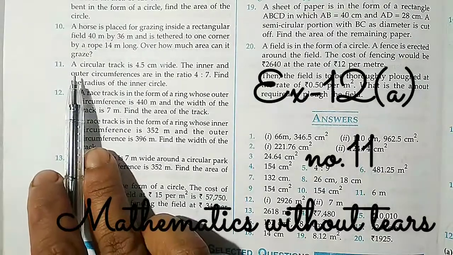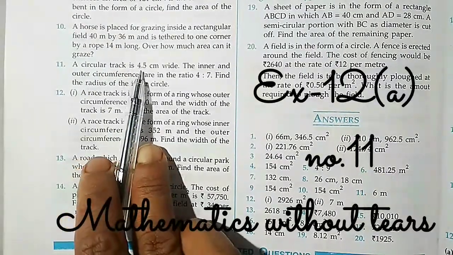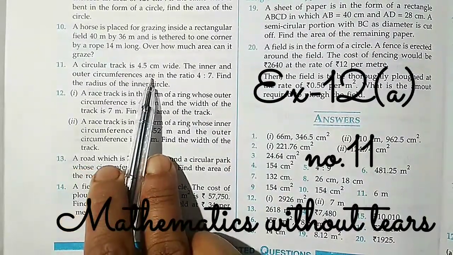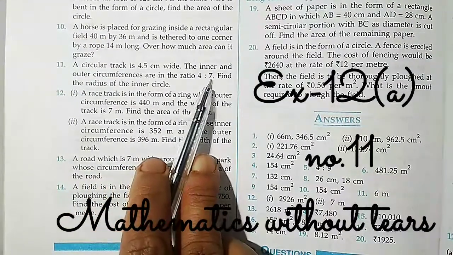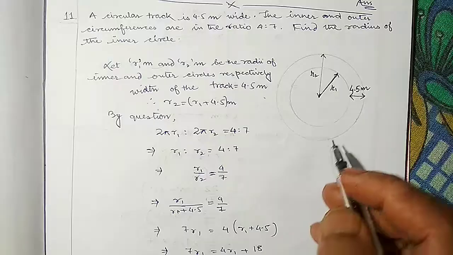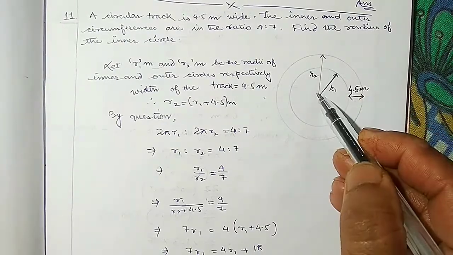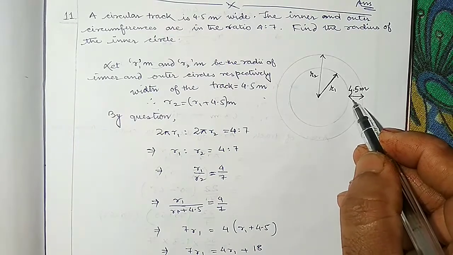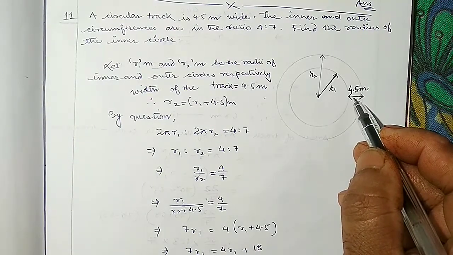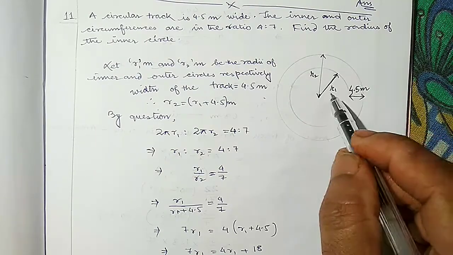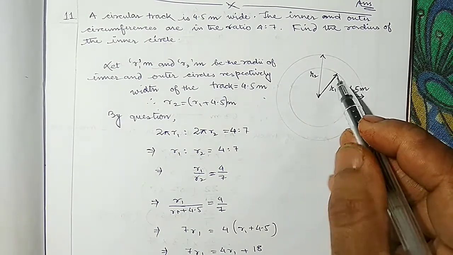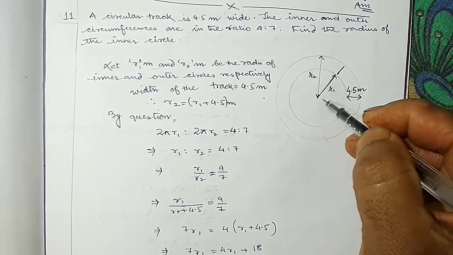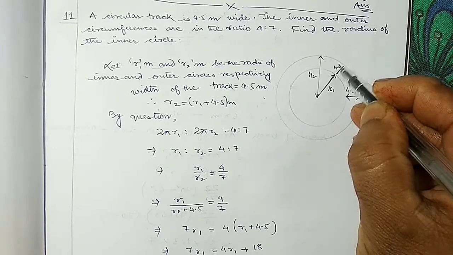In question number 11 it is given a circular track is 4.5 centimeter wide. The inner and outer circumferences are in the ratio 4:7. Find the radius of the inner track. Let R1 and R2 be the radii of the inner and outer circles, and as given in the question, the width of the track is 4.5 meters. So R1 is the radius of the inner part, so R2 will be R1 plus 4.5 because this part is 4.5.